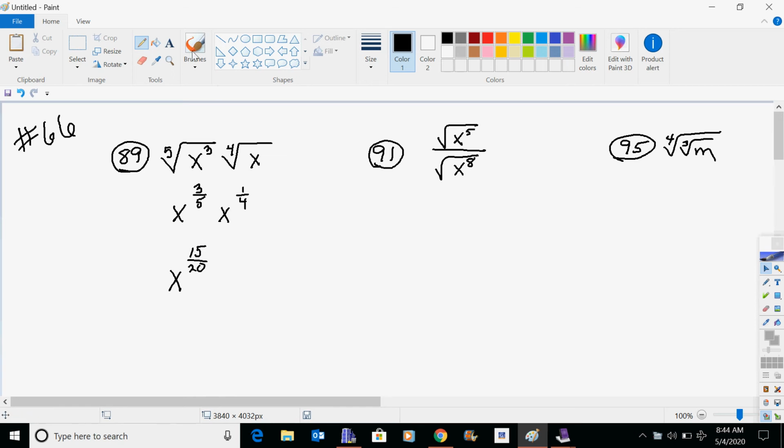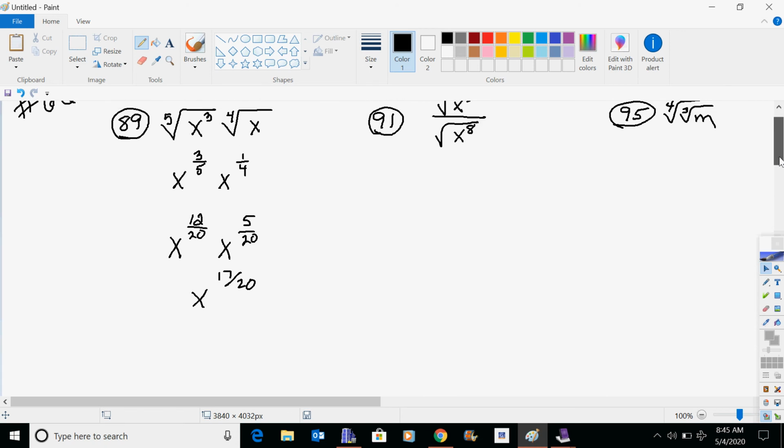So this is 15/20... not 15, sorry, 12. 5 times 4 is 20, 3 times 4 is 12. This is x to the 5/20ths. Then you add your exponents together because they have like bases: x to the 17/20ths power. But then they wanted your final answer to be as a radical. So this is kind of a strange one because it's got a 20 as an index and x to the 17th power. So we would have that.